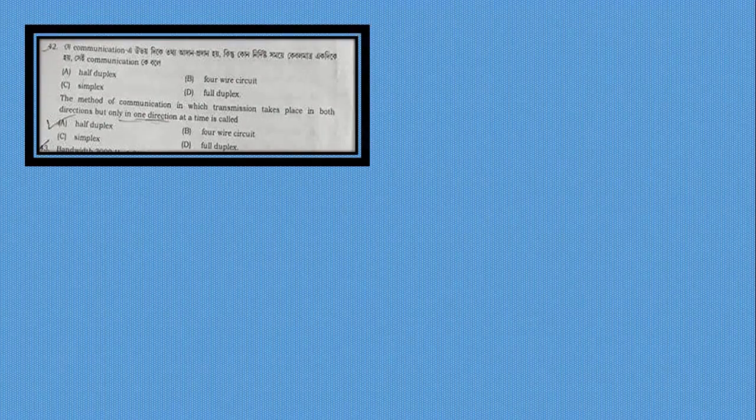The method of communication in which transmission takes place in both directions but only in one direction at a time is called half duplex, four wire circuit, simplex, or full duplex. Half duplex is the answer.